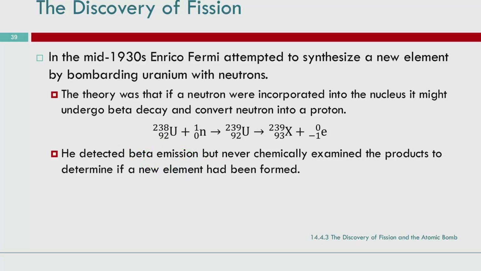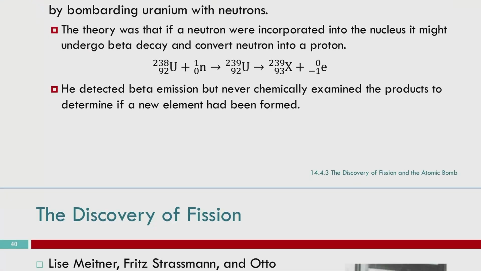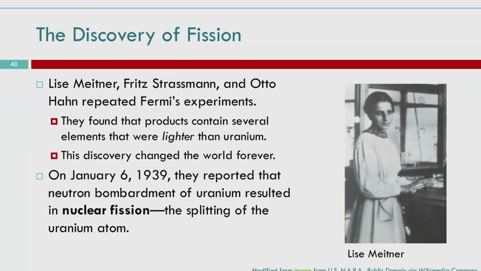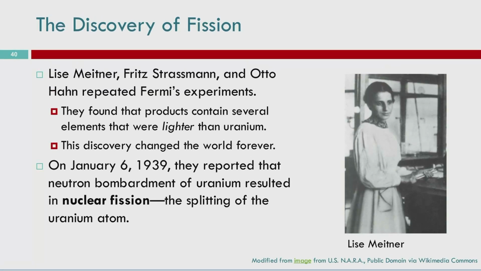He got the beta emission that he was expecting, but he didn't actually look at the products to determine if a new element had been formed. The history stuff is mostly just an FYI, so don't worry about memorizing it. Meitner, Strassmann, and Hahn repeated Fermi's experiments, and they found that it wasn't a heavier element, but there were actually several elements that were lighter than uranium. And this was a big discovery for the time.